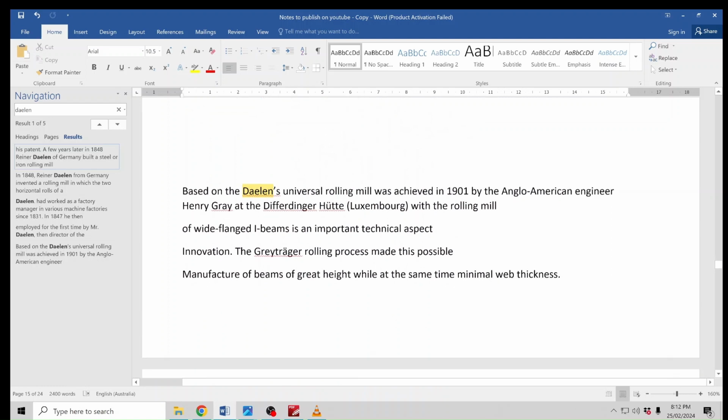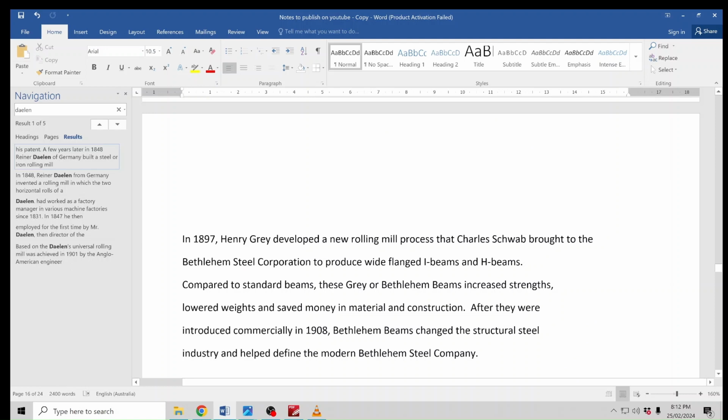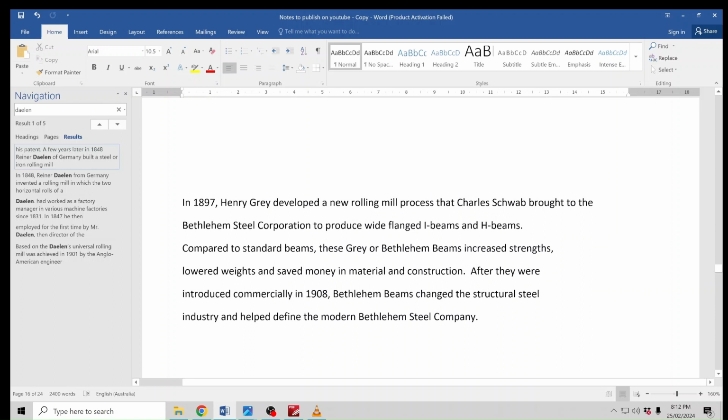So let's get into Henry Gray. Based on Dalen's Universal Rolling Mill, around 1897-1901, an English/American engineer, he was working in Luxembourg for a bit, but then at some point he went over to America and worked with Bethlehem Steel. And in 1897, Henry Gray developed a new rolling mill process that Charles Schwab brought to the Bethlehem Steel Corporation to produce wide flange I-beams and H-beams compared to standard beams, which I think are similar to British standard beams. These Gray or Bethlehem beams increased strength, lowered weights, and saved money in material and construction.